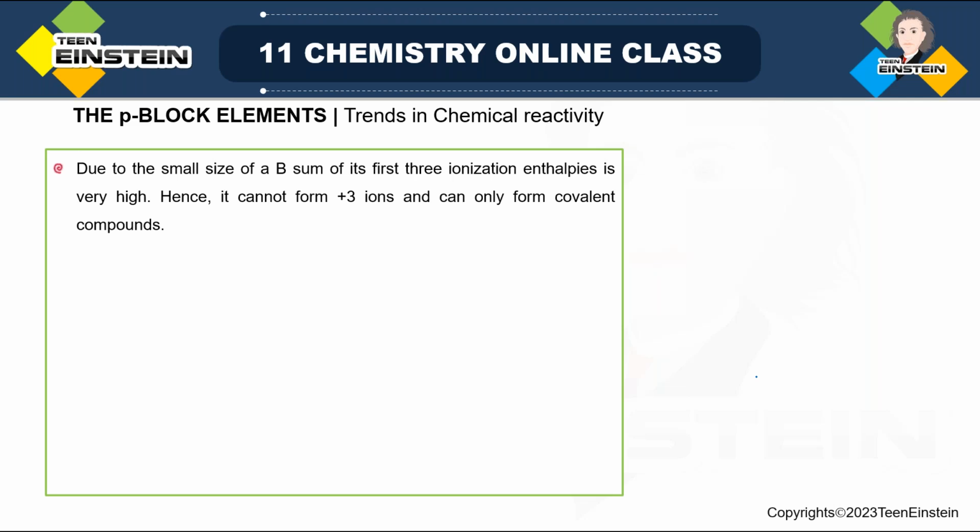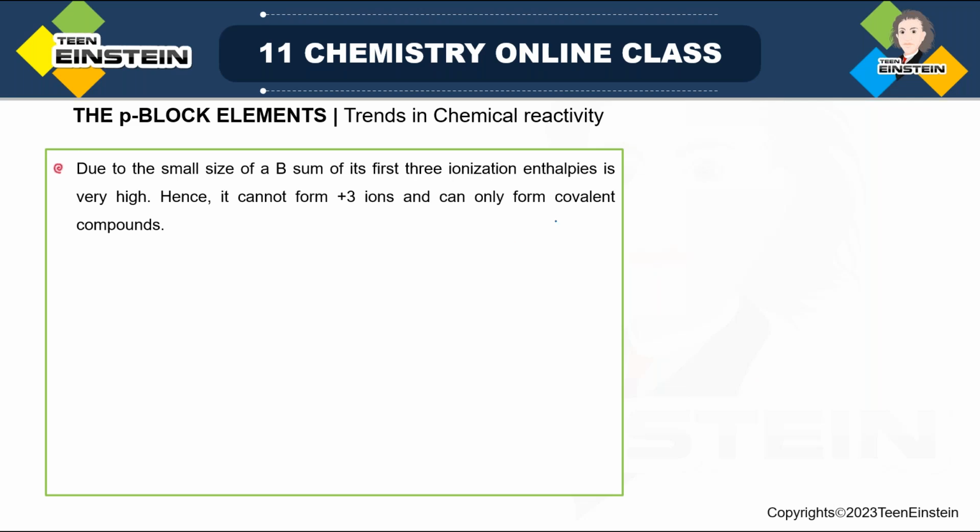Trends in chemical reactivity. So what it means actually, trends in chemical reactivity, it means that whether they will form covalent compounds or they will form ionic compounds, or also information regarding the oxidation state, all these things we will discuss. And what type of compounds you can expect, right?